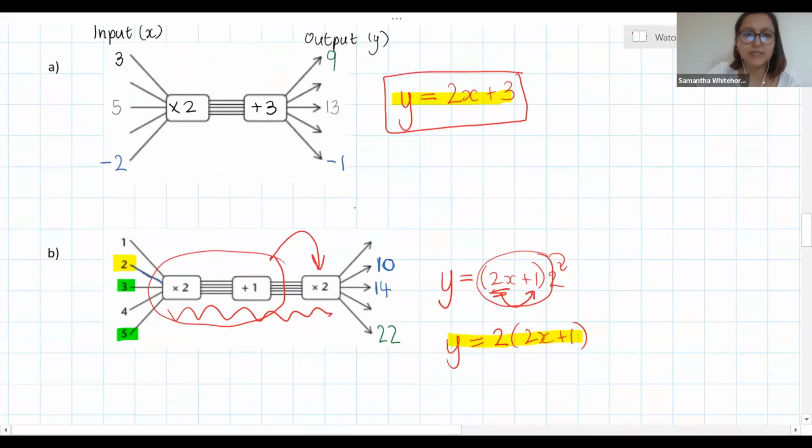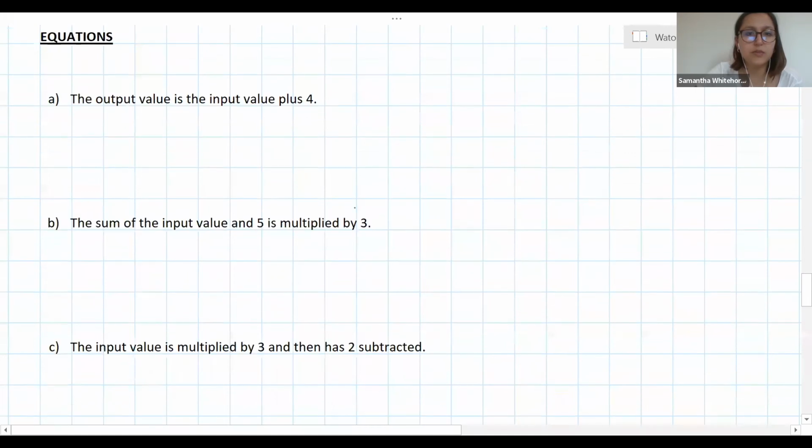Right, so let's have a look at some equations. We need to read these and figure out what equation we could write down. The equation, remember, is always going to be y, so our output, equals something. Our first one says the output value is the input value plus 4. So just break it down for yourself. I'm saying that the y value or the output is whatever the x is, and I'm adding 4 to it. Becky, do you want to tell us what the equation would be?